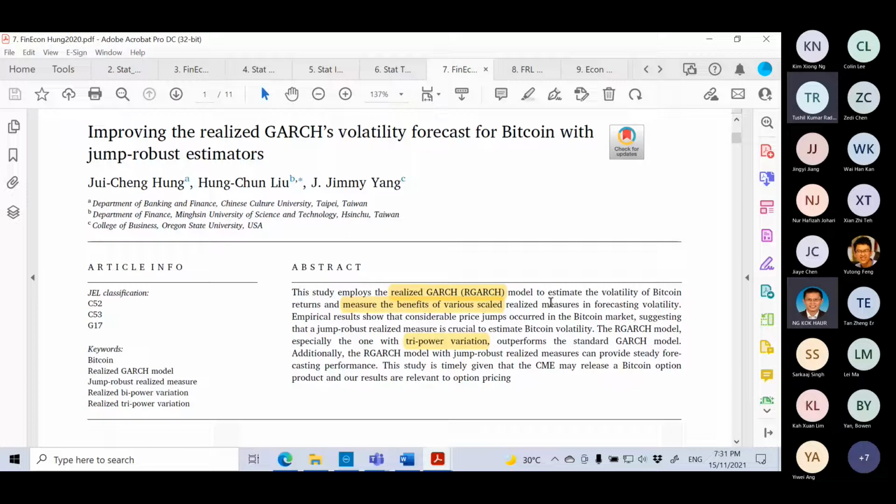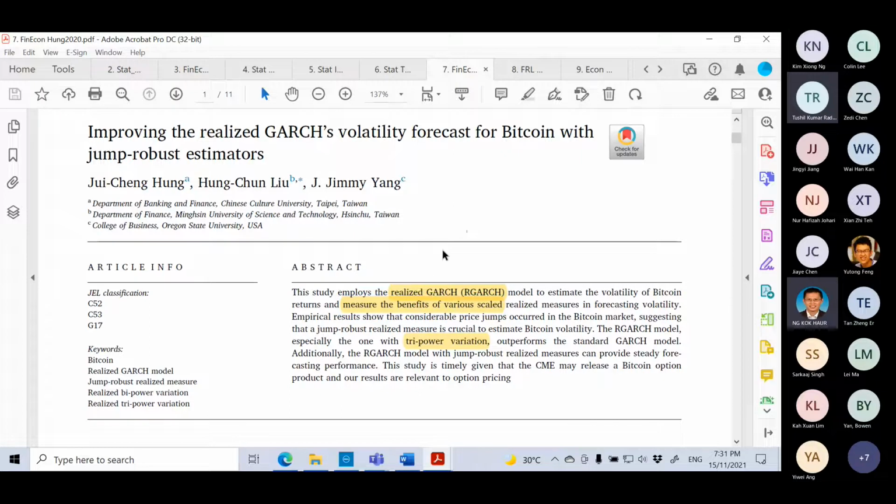Okay. So after that, because they compare many of the different scale measures, they apply it in the empirical results, and then they claim which one of the realized measures outperforms the existing model. So this one is their selling point here.